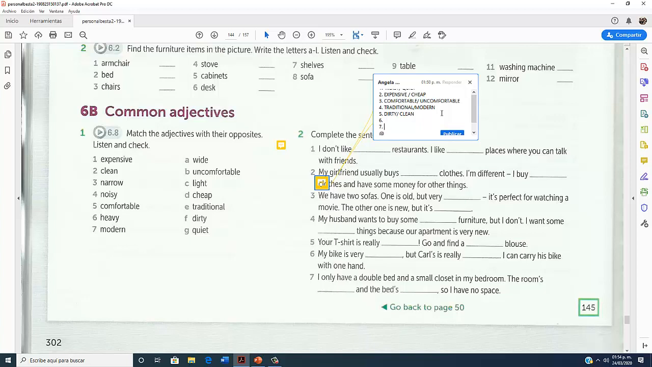Number 7. I only have a double bed on a small closet in my bathroom. The room's narrow.